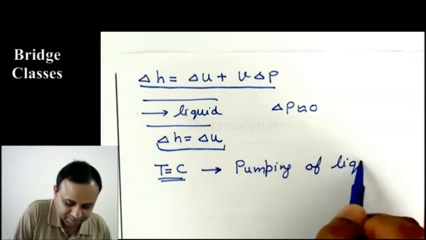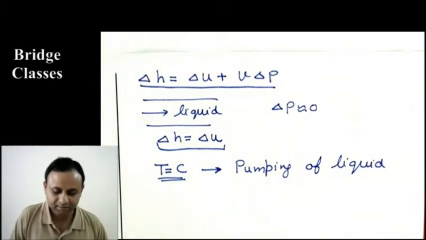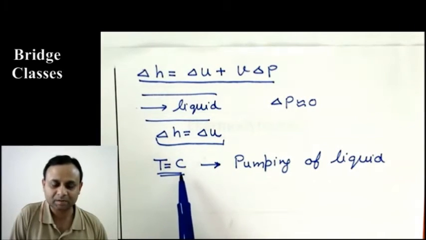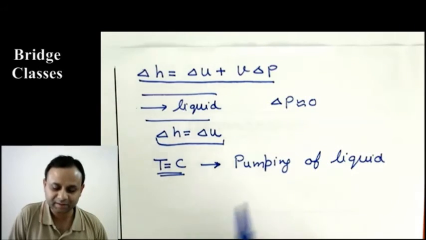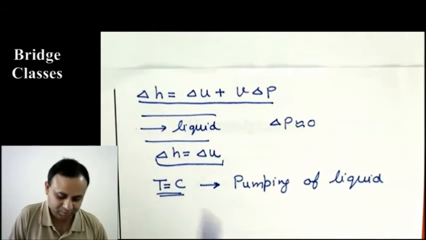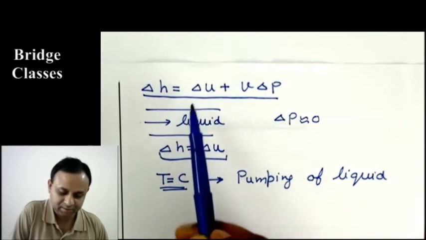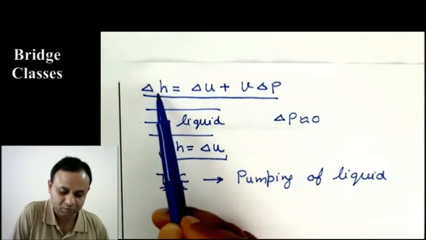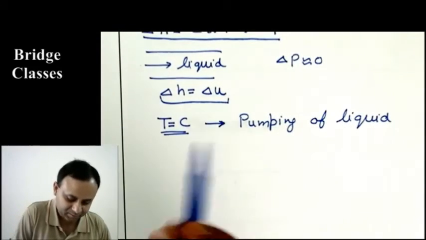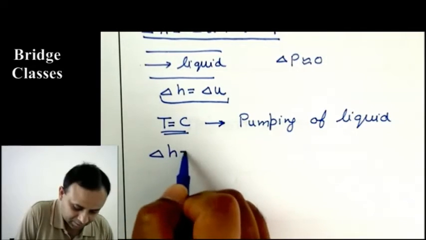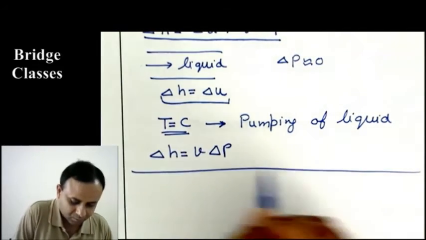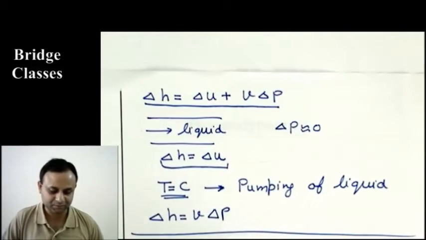So liquid passes through a pump, and in a pump there is negligible change in temperature. There is a rise in pressure but negligible change in temperature. So because temperature remains constant, this delta U, that is C delta T, this term is 0. So delta H will be V delta P. Okay, so these are special cases of that.